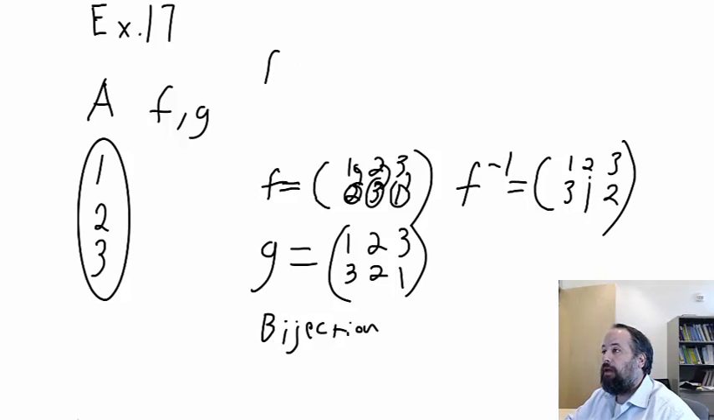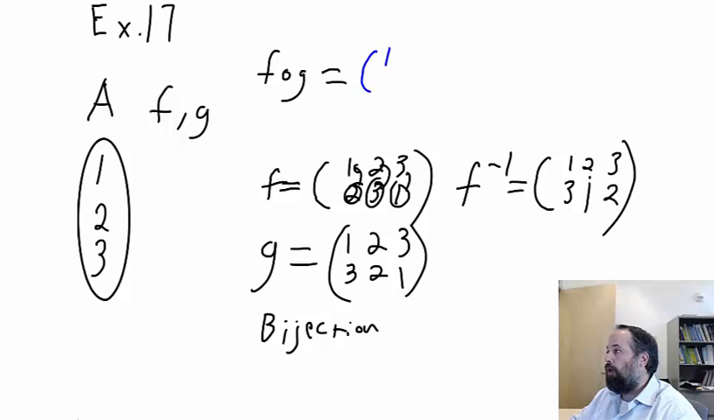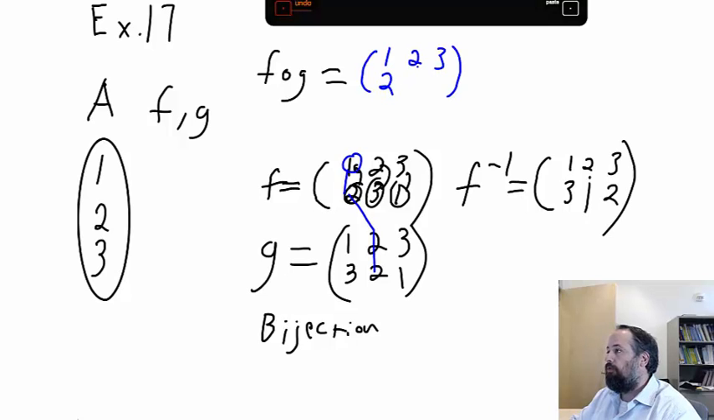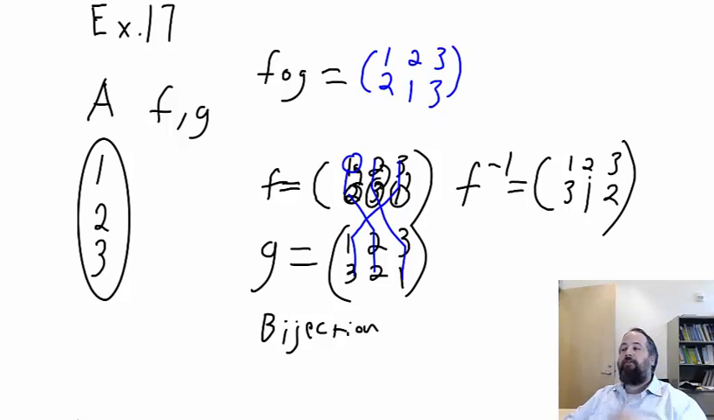Now, here's the question then. What is F of G? In this case, F of G is going to be, so 1, 2, 3. So 1 goes to 2, and over here 2 goes to 2. 2 goes to 3, and over here 3 goes to 1. And then 3 goes to 1, and there 1 goes to 3. So it's 2, 1, 3 is F of G.